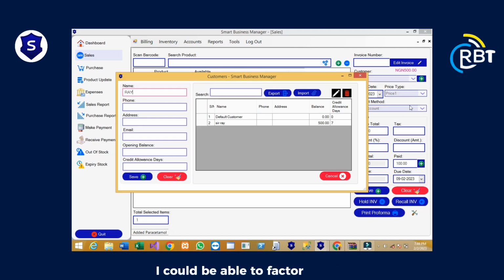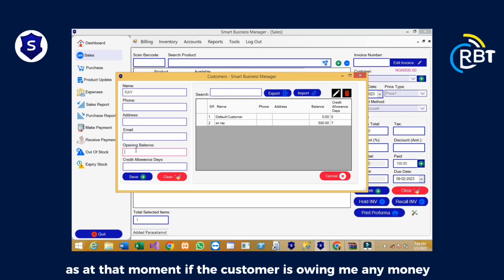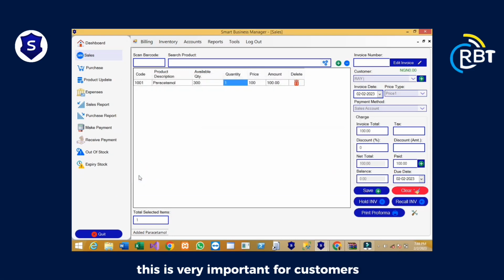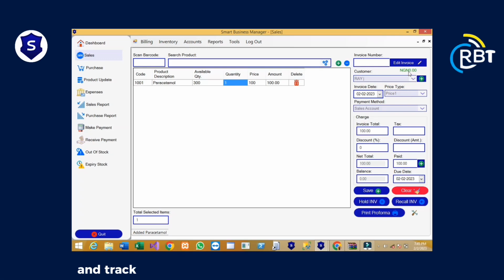I could be able to factor out if, at that moment, the customer is owing me any money and how much credit I want to give that customer. So this is very important for customers that you could offer credit facilities to, right? It helps you to track that. That is the first part of the accounting management, or the financial management, is going to help you to track. So I could sell to this customer and track the credit I'm offering these customers.